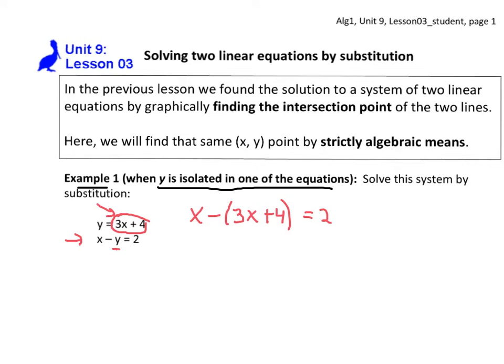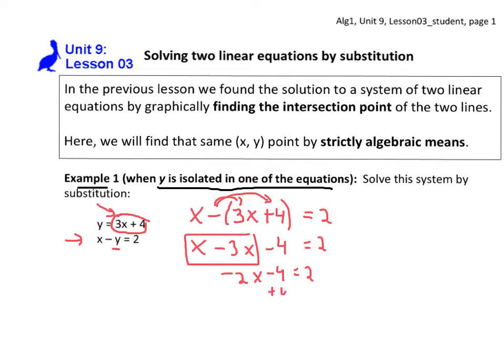Now I solve for x. I have to distribute the negative 1 first. So remember, I distribute this. So I get negative 3x minus 4 equals 2. Then I combine like terms, so I combine these two to get negative 2x minus 4, and then I solve. Negative 2x equals 6. I divide by negative 2, and so x is equal to negative 3. But that is only one part of the solution. I need an ordered pair. So I found my x.